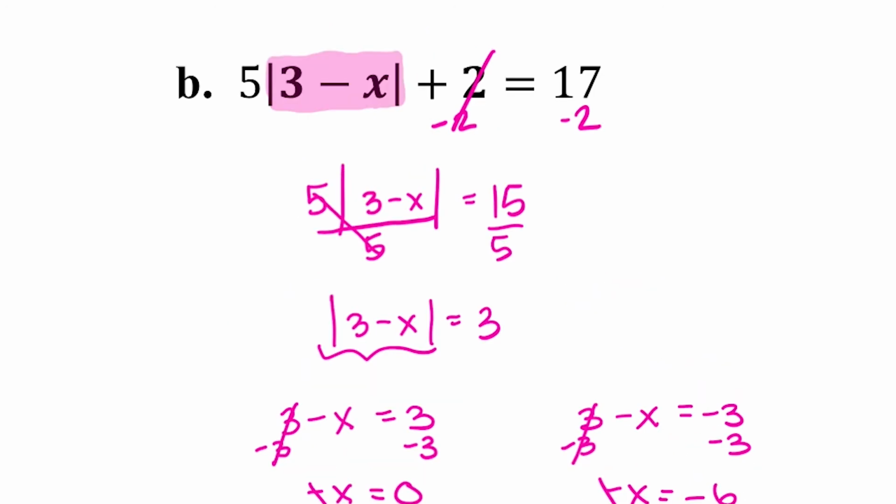If we plug in 0, 3 minus 0 is 3. Absolute value of 3 is 3. And then we do 3 times 5, which is 15, plus 2 gives us 17. If you plug in 6, 3 minus 6 is negative 3, but again, the absolute value will make that positive, so you'll also get 17 when you plug in 6.